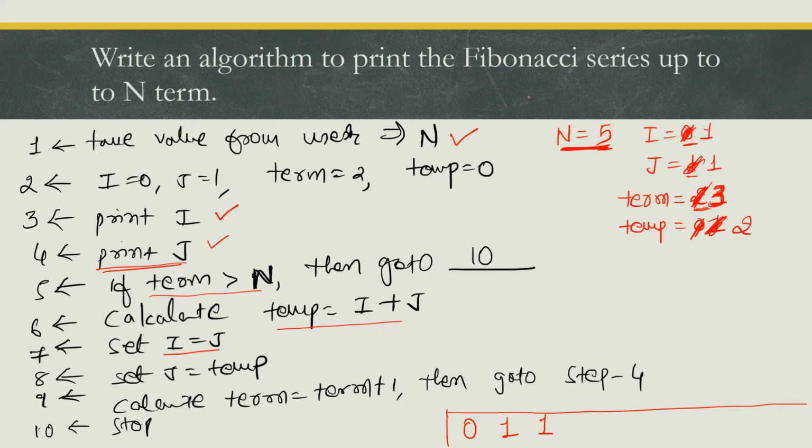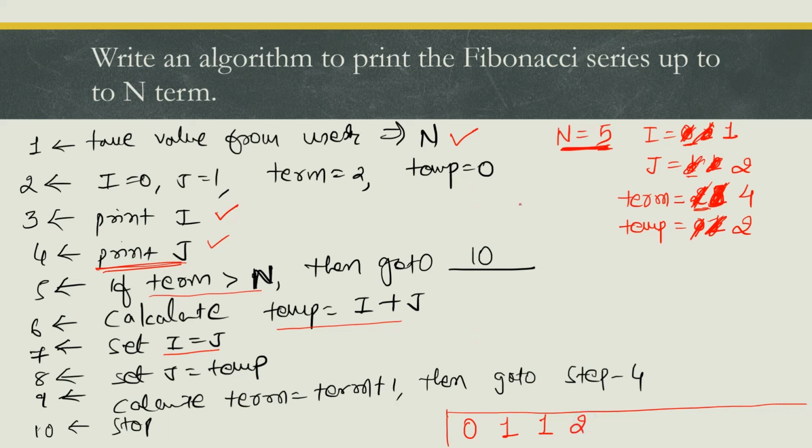Set I is equal to j. It would be 1. Set j is equal to temp. It would be 2. I hope you are getting this. Then calculate term is equal to term plus 1. What is the value of term? 3. It will be incremented by 1. It would be 4. Then go to again step number 4. Print j. What is the value of j? It is 2. You can see 1 plus 1, 2.